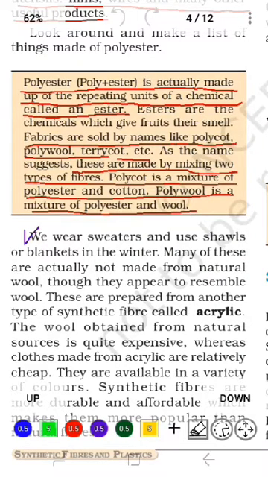Fabrics are sold by name like polycoat, polywool, terrycoat, etc. These are made by mixing two types of fibers. Polycoat is a mixture of polyester and cotton. Polywool is a mixture of polyester and wool. See, the name itself indicates what mixture is used to prepare these fibers. For example, you see polywool. This name itself indicates poly means polyester is there, and wool is involved. So by mixing these two types of fibers, we produce polywool. At the same time, polycoat is a mixture of polyester and cotton. The name itself indicates what mixture is used while preparing this special type of fabrics.